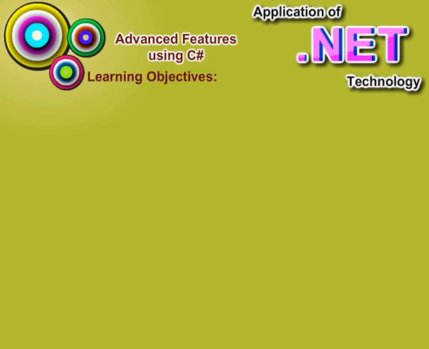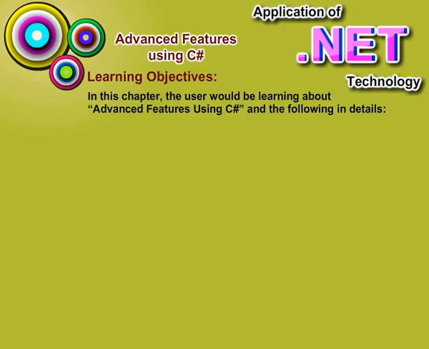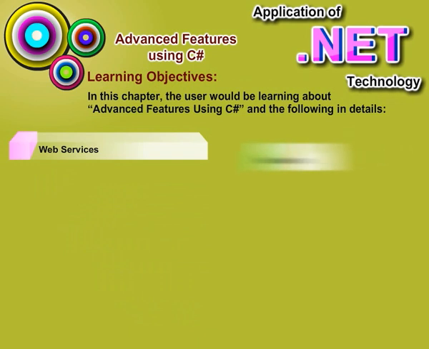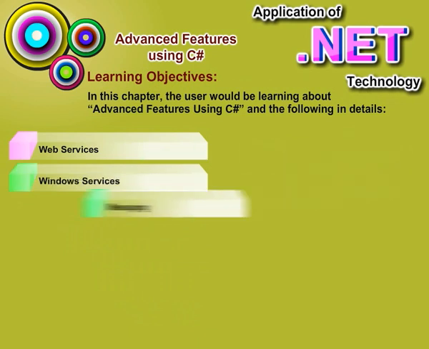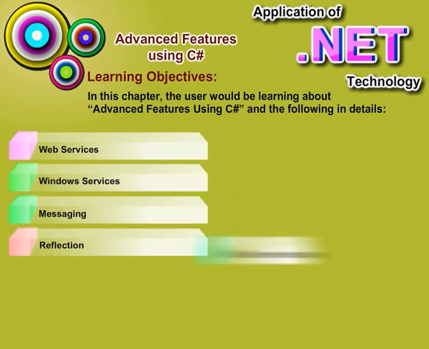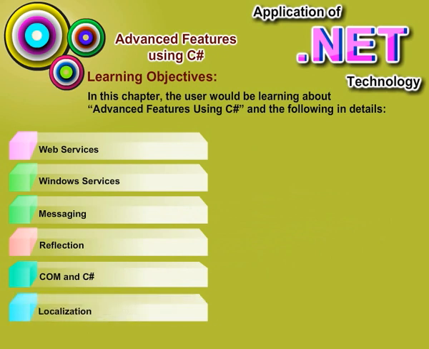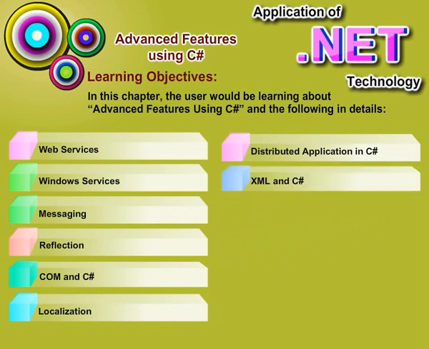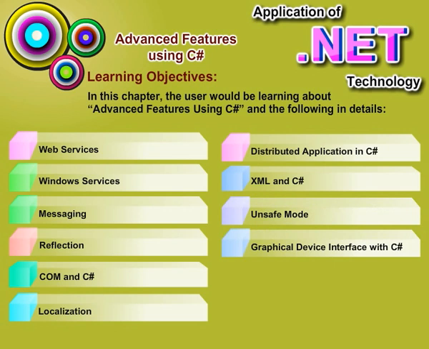Learning objectives. In this chapter, the user will be learning about advanced features using C# and the following in detail: web services, Windows services, messaging, reflection, COM and C#, localization, distributed application in C#, XML and C#, unsafe mode, graphical device interface with C#, case study, messenger application.